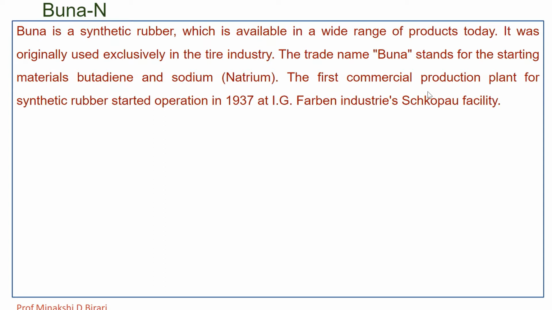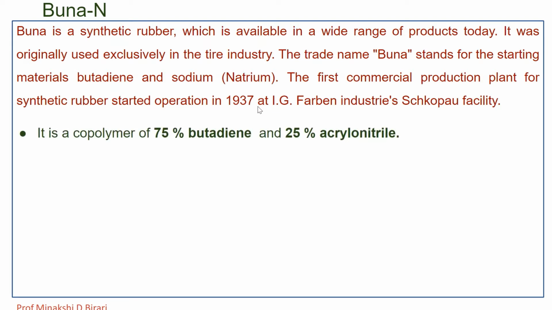The first commercial production plant for synthetic rubber started operation in 1937. So Buna-N is a synthetic rubber. It is a copolymer of 75% butadiene and 25% acrylonitrile. We should remember it is a copolymer. Already we have studied about homopolymer and copolymer in previous lectures.